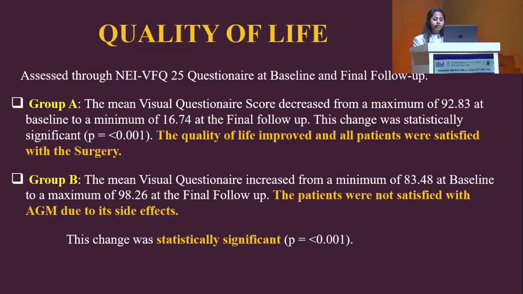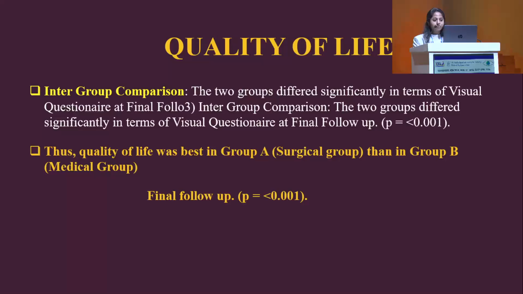In Group B, the mean questionnaire score increased from a minimum of 83.58 at baseline to a maximum of 98.26 at the final follow-up, showing the patients were not satisfied with the AGM due to its side effects, and this change was also statistically significant. Intergroup, the quality of life was better in Group A than in Group B.